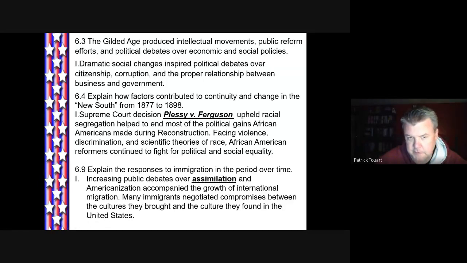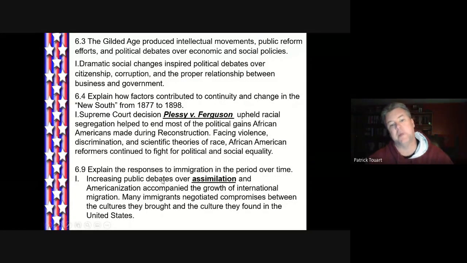It's period 6. I've chosen to bring out the parts of the framework that are specifically dealing with Gilded Age politics, particularly the debate about what it means to be a citizen in our society, the role of corruption and government. And then we're going to look at political decisions and judicial decisions, in this case, affecting Jim Crow and the nature of the relationship of African Americans post-Civil War, after Reconstruction.